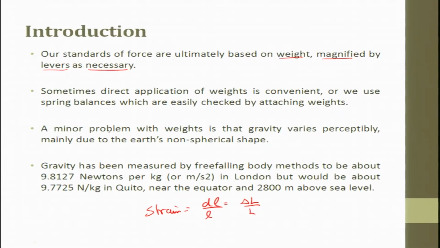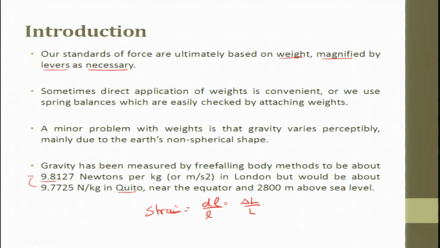The minor problem with weight is that gravity varies perceptibly, mainly due to the Earth's non-spherical shape. Gravity has been measured by the free falling body method to be about 9.81 Newton per kg or meter per second square in London, but would be about 9.7725 Newton per kg in Kyoto near the equator and 2800 kilometers above the sea level.